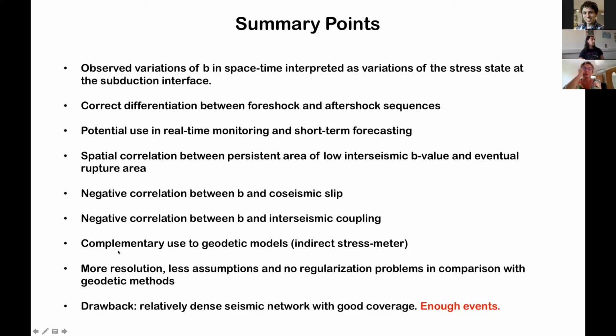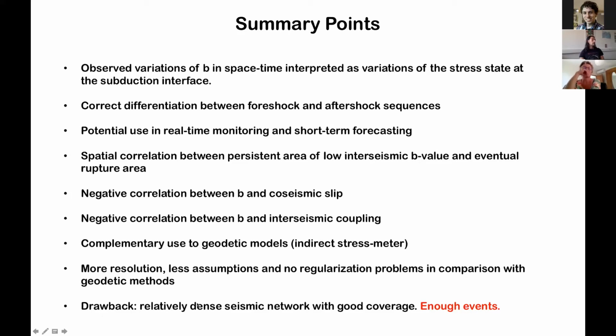And from this, we can propose that using b-value could be a methodology complementary to geodetic models. In that case, we would be using b-value as an indirect stress meter to infer the accumulation of stress at the interface. This method uses basically seismicity, so the calculation of b-value presents an improved resolution offshore, particularly for subduction zones, and fewer assumptions and no regularization problems in comparison with geodetic methods.